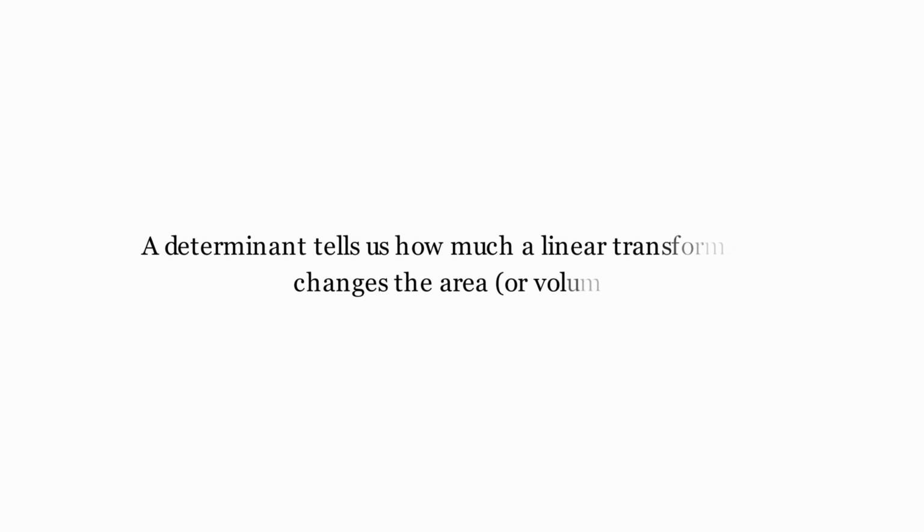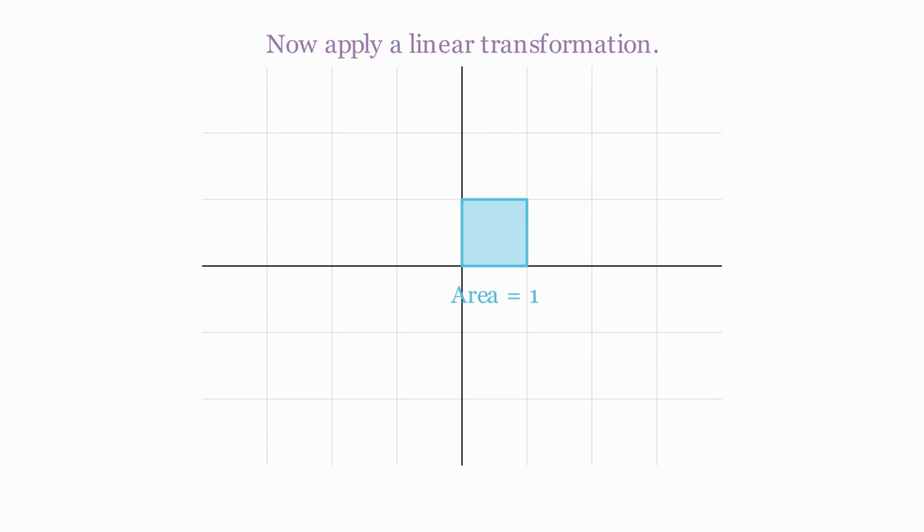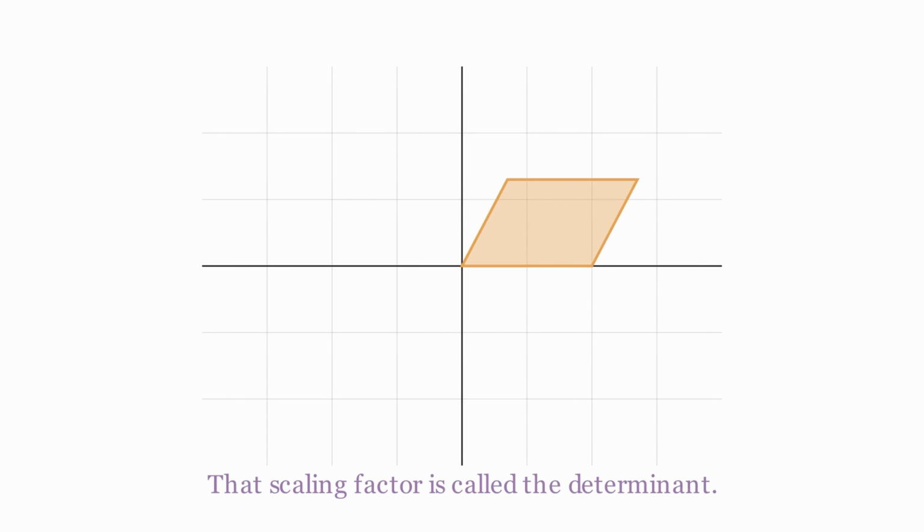A determinant tells us how much a linear transformation changes the area or volume. Imagine drawing a unit square and its area is exactly 1. Now apply a linear transformation. The square changes into a parallelogram. The area of this new shape tells us how much the transformation scaled the space. That scaling factor is called the determinant.